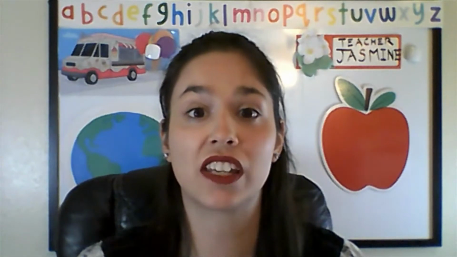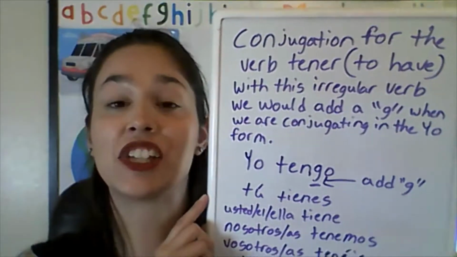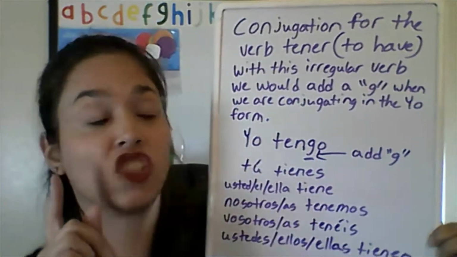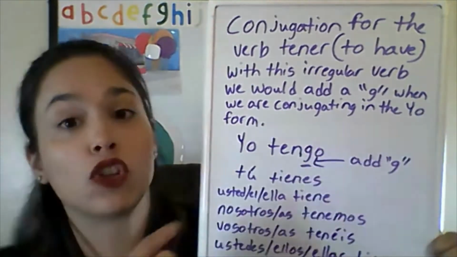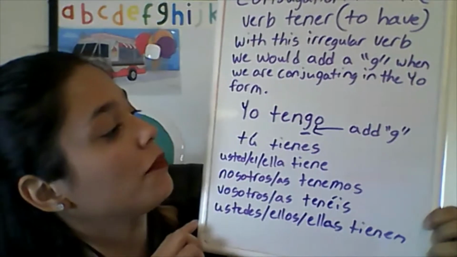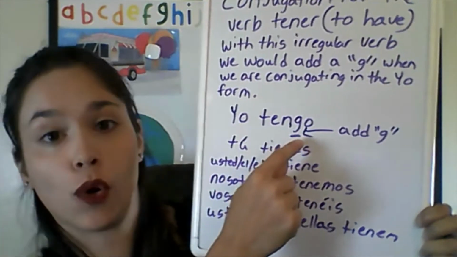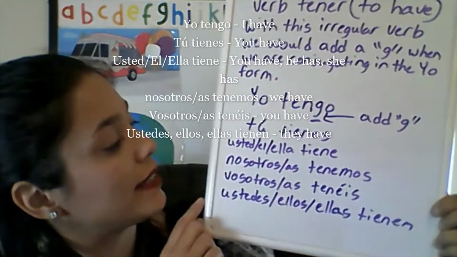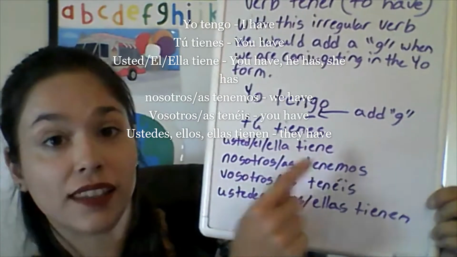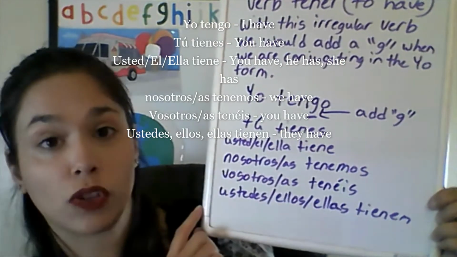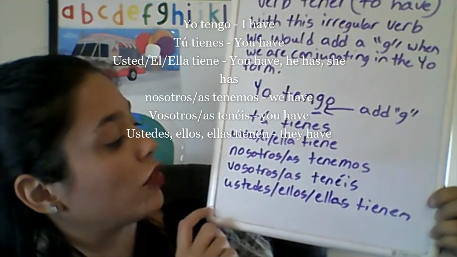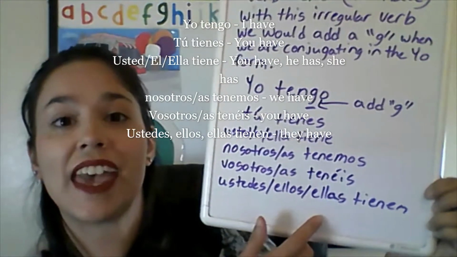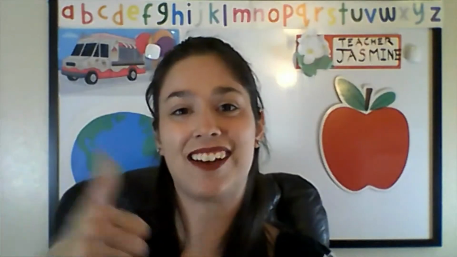Let's review the rules to conjugate the irregular verb tener. So again, tener means to have. With this irregular verb, we would add a G when we are conjugating in the yo form. So for example, we would say yo tengo, and then we add the G. Then the next conjugations are tú tienes, usted, él, ella tiene, nosotros, nosotras tenemos, vosotras, vosotros tenéis, and finally, ustedes, ellos, ellas tienen. Great job!